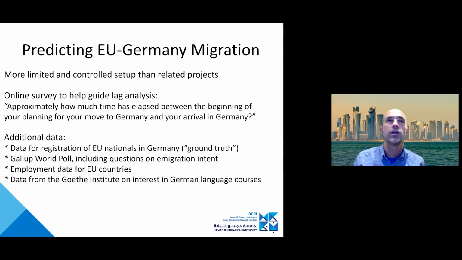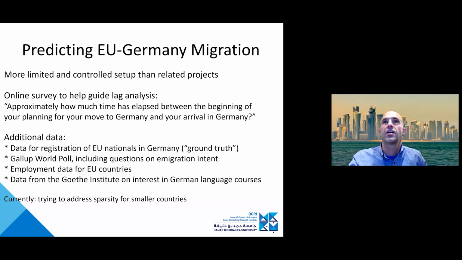There's a lot of additional data that we want to use in this. As a ground truth, we'll use the number of actual EU nationals who register in Germany in the end. There's data from the Gallup World Poll on how many people have the intention to emigrate. Data on employment, and also data from the Goethe Institute on maybe German language courses that might turn out to be predictive. But all of this is still ongoing work.